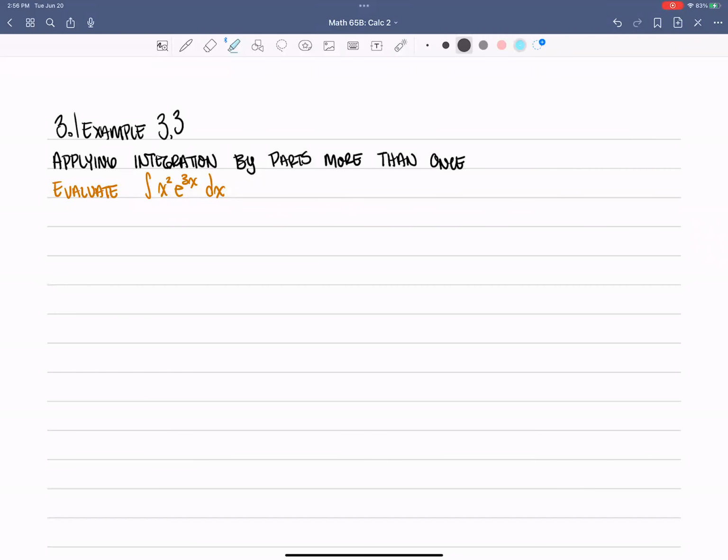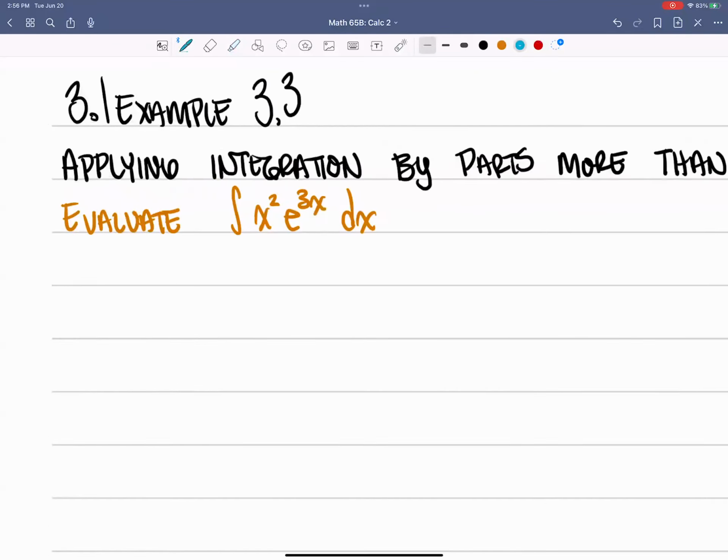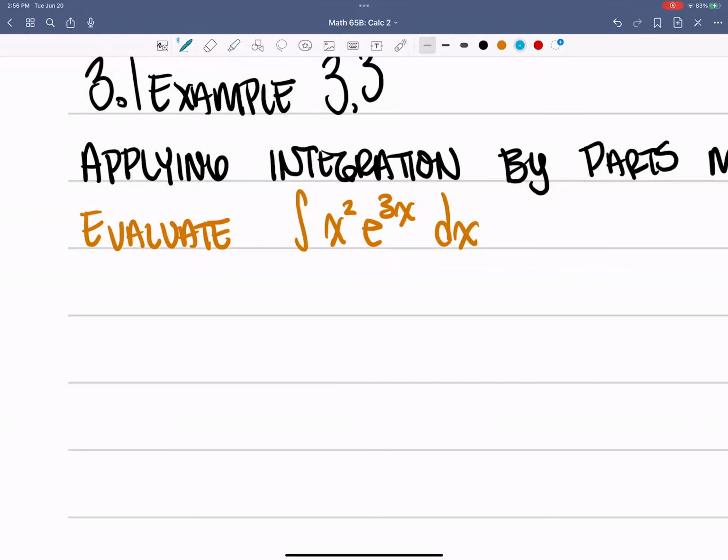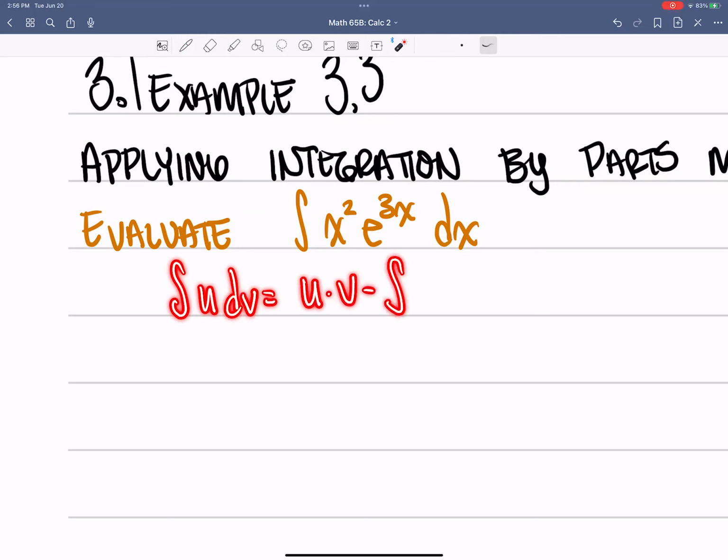Chapter 3.1, example 3: applying integration by parts more than once. We're going to do this two ways. We'll start with the way that we know to be true. Again, we're using integration by parts: the integral of u dv is equal to u times v minus the integral of v du.